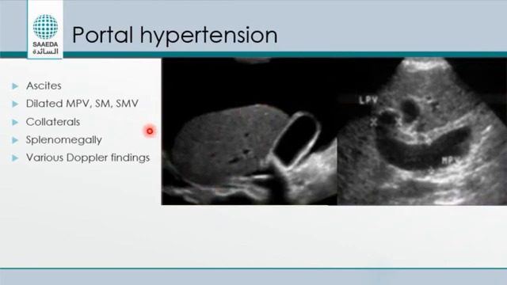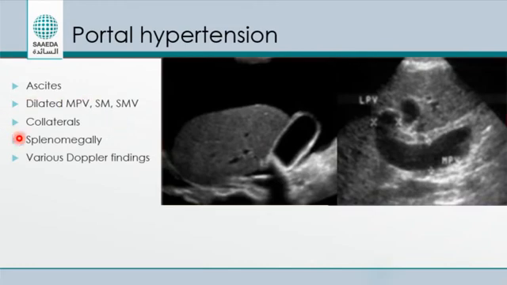Ascites is very common in portal hypertension. There will be dilated main portal vein, superior mesenteric vein, and splenic vein. What do we mean by dilated main portal vein? It's just a simple measurement. If it is more than 13 millimeter, it is dilated. The mesenteric and splenic veins, if they are more than 10 millimeter centrally, near the pancreas, before they join, they are dilated.